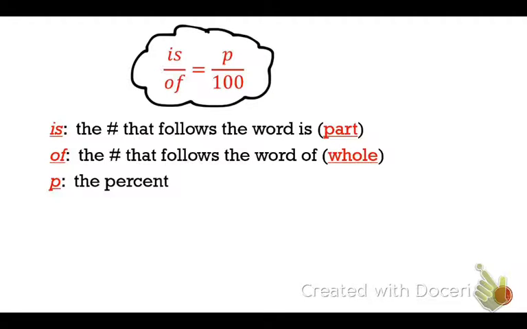All right, so if you remember, we've talked about proportions before. Those proportions are basically two fractions or two ratios that are set equal to each other. So if you notice here, I've got is over of, that's one fraction, that is set equal to P over 100. The is, the of, and the P, they stand for things. The is, as you can see here, it says it's what, guys? The number that follows the word is, okay? And that's the part of something. Of is the number that follows the word of, and that's the whole thing. What does the P stand for? Percent. Okay, so we're going to use this as we do our lesson today.